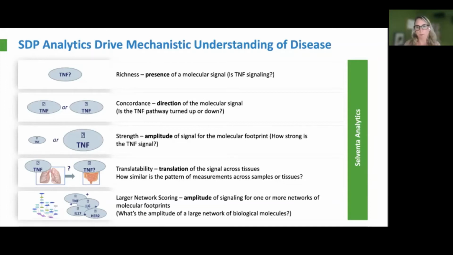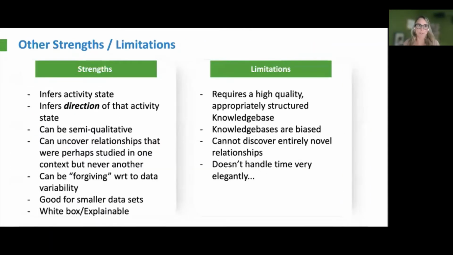I'm not going to talk about translatability or larger network scoring in this talk, but I think it's important to raise some of both the strengths and the weaknesses of this approach. And we'll start with the strengths. So it is able to infer the activity state because of the way the knowledge has been curated. It infers a direction of that activity state. It can be semi-quantitative. That's what we call this amplitude strength scoring. It can uncover relationships that were perhaps studied in one context, but not another. So it can discover new biology that already exists.